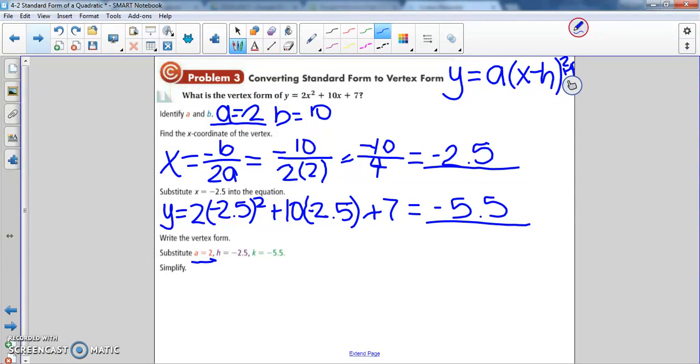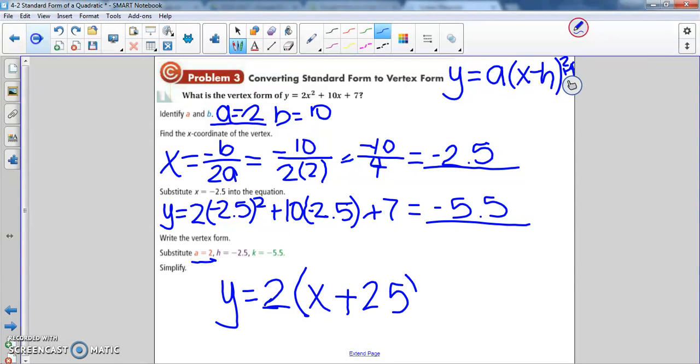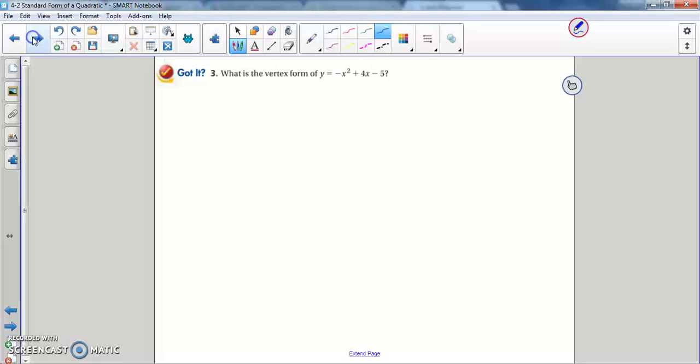So if I plug that all in, y = 2(x ... Since this originally is minus and we want it to be a negative 2.5, we're going to make it positive 2.5, squared, minus 5.5. So that is my vertex form. You guys are going to go ahead and write this standard form into vertex form and then be done with section 4.2.